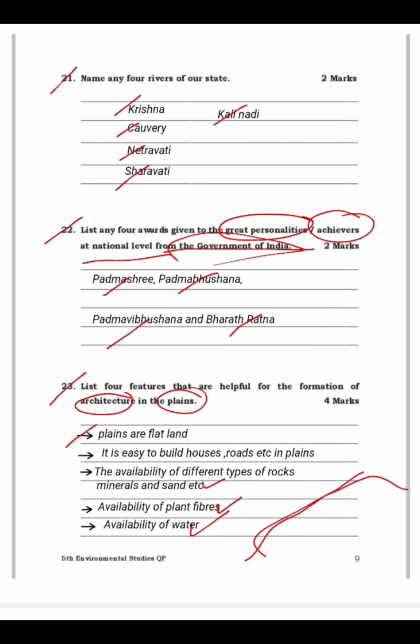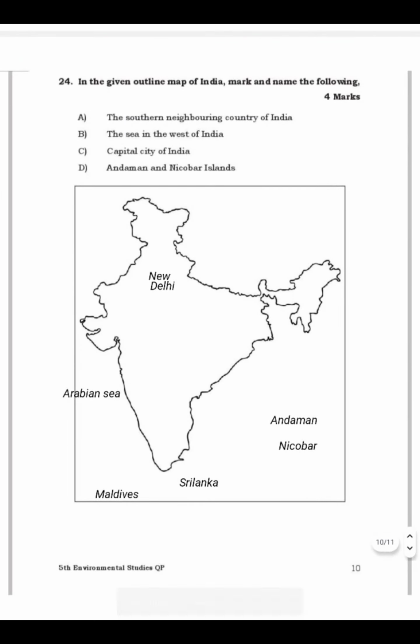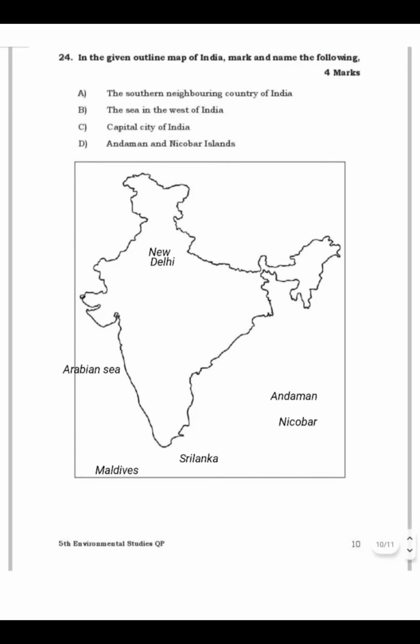Okay, so next we'll move to question number 24, and this is the last question. In the given outline map of India, mark and name the following. First we will name it, later we will write. Later we will locate those particular places on the India map.